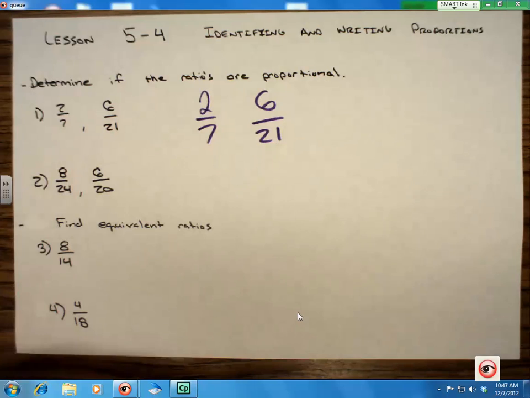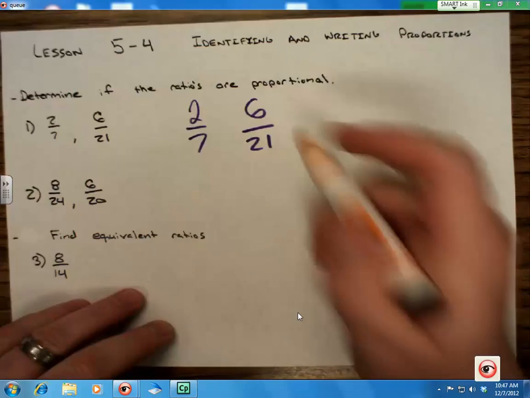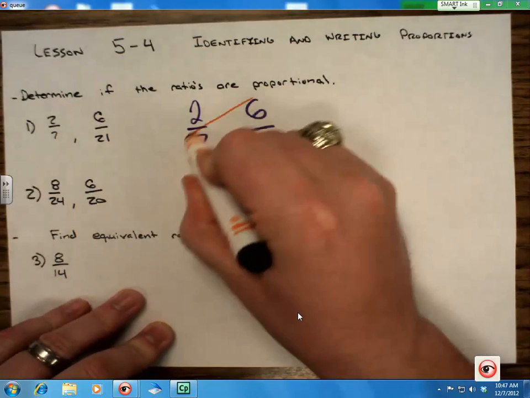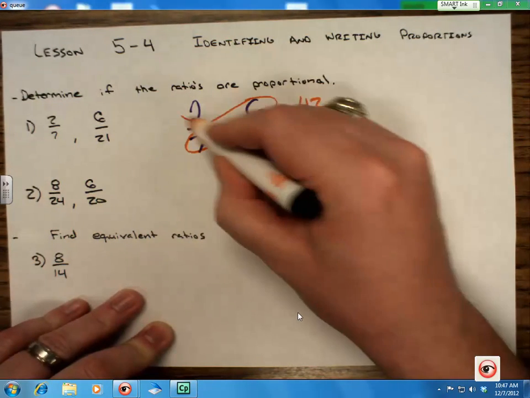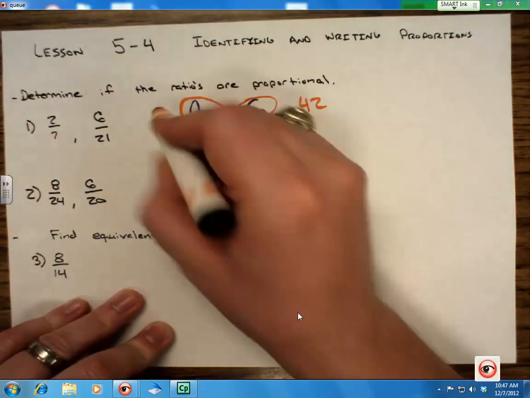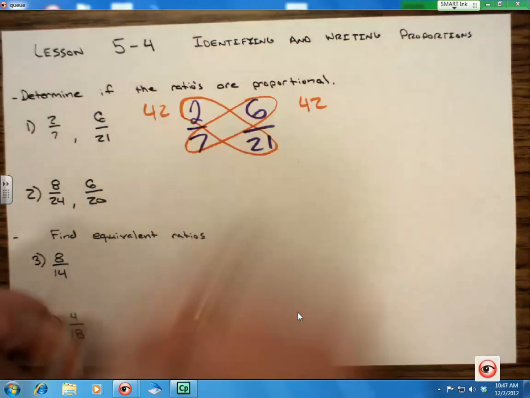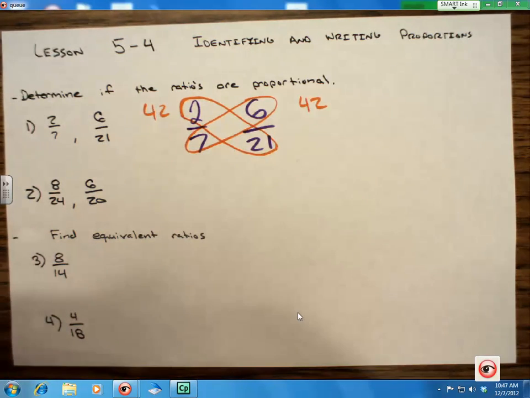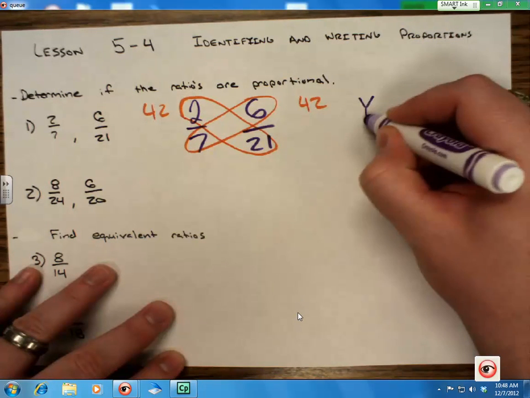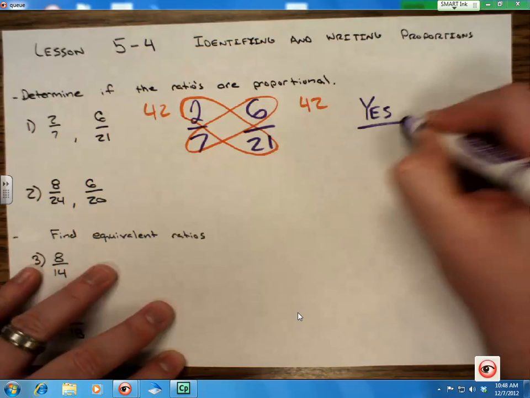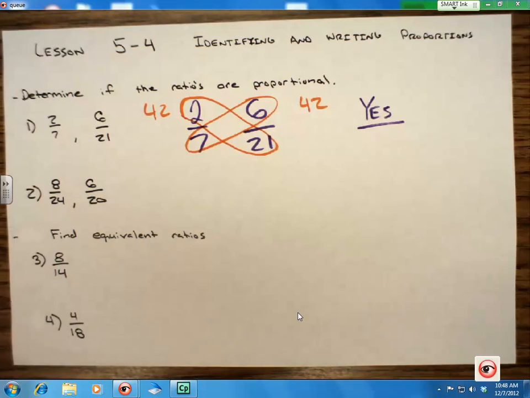Now, if I cross multiply on these, let's see what I get. Okay, so if I have 7 times 6, that gives us 42. 2 times 21 also gives us 42. So, on number 1, these are proportional, so your answer might be like, yes, they are proportional. Okay? It's that simple.